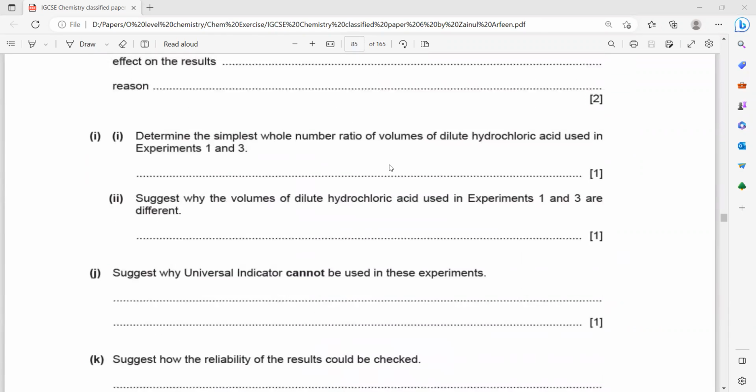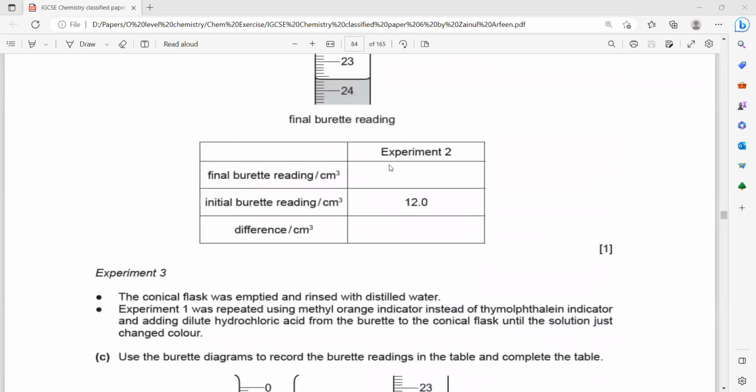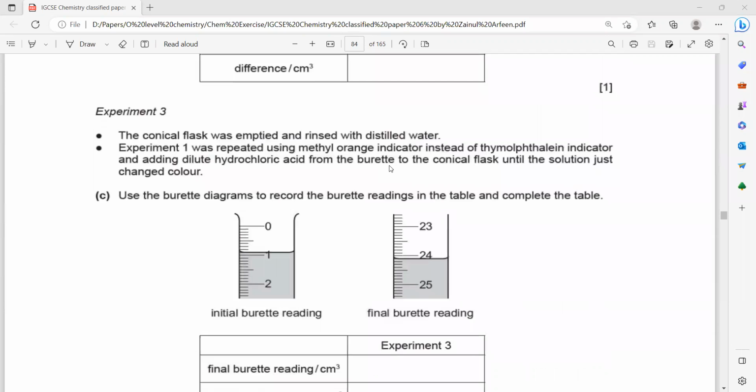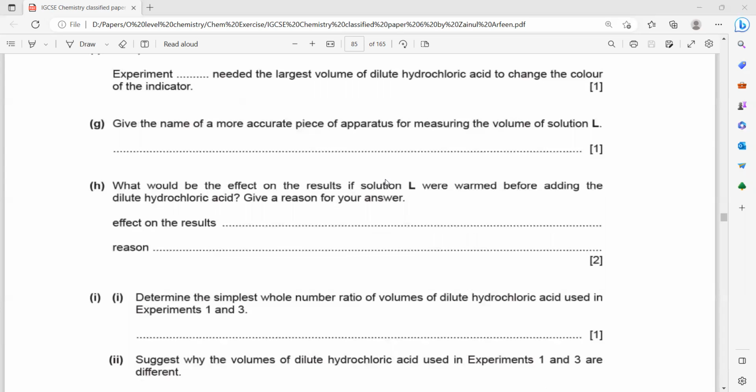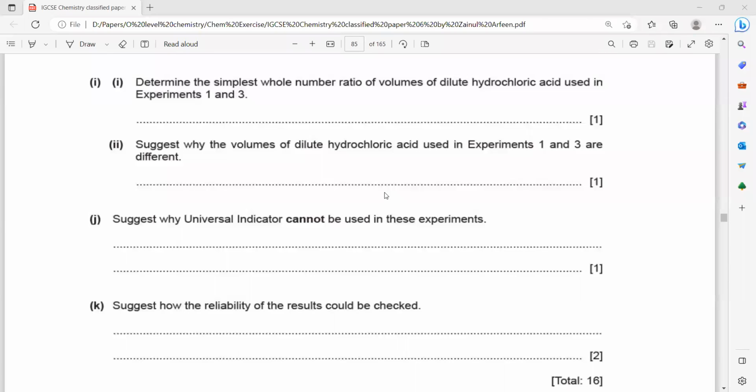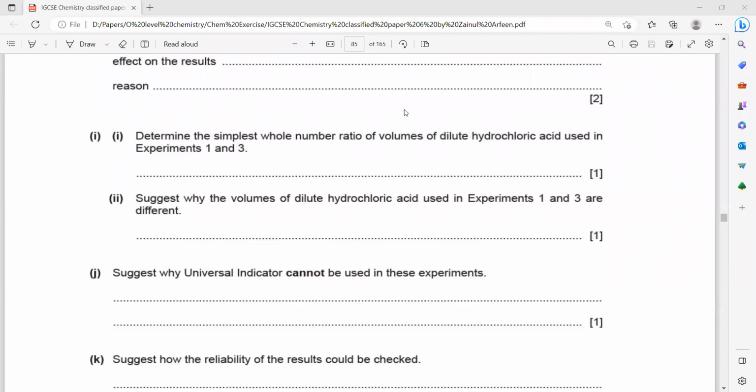The simple reason: in experiment one, first we did the experiment, then we added indicator, then we continued. But in experiment three, we rinsed everything and then added methyl orange. So the idea is that the first two experiments are like a mixture of two reagents, but in the third experiment it is totally methyl orange. So this suggests why the volume of hydrochloric acid used in experiment 1 and 3 is different, because we used different types of indicator, or you can also mention different amounts of indicator. Is it clear? Second part.